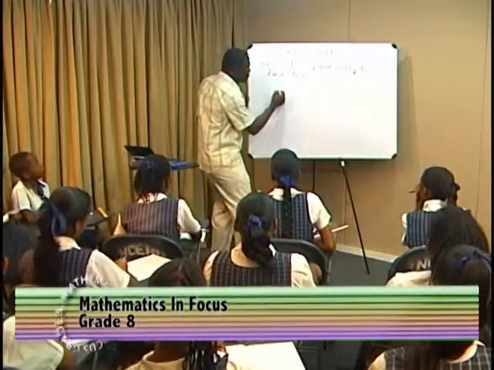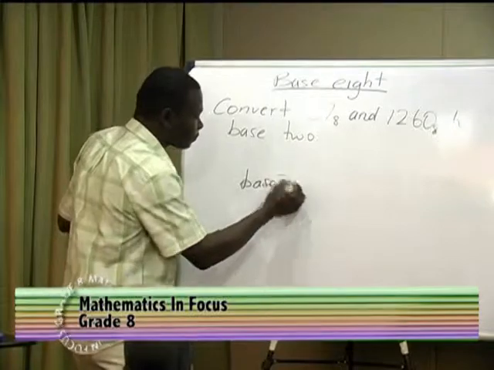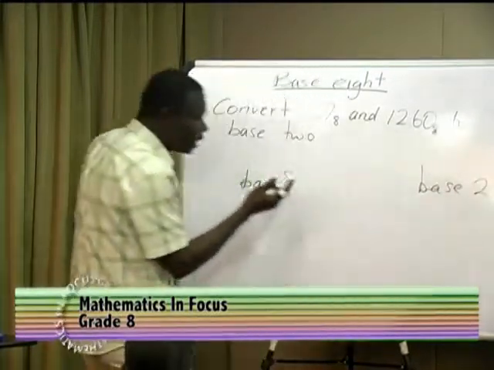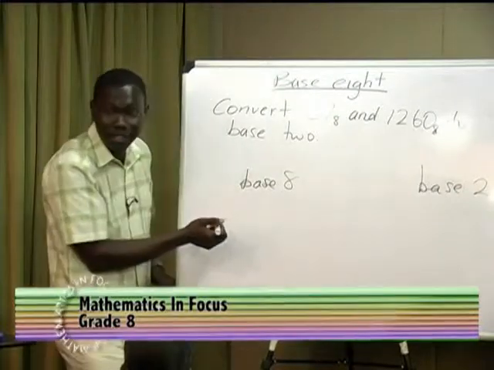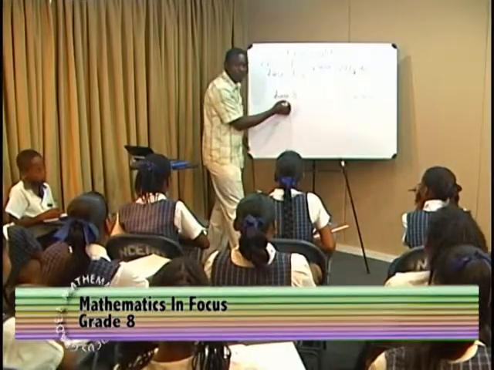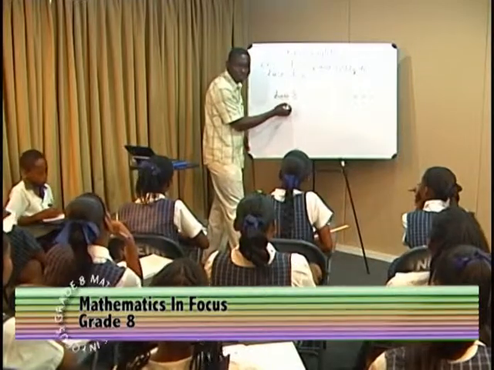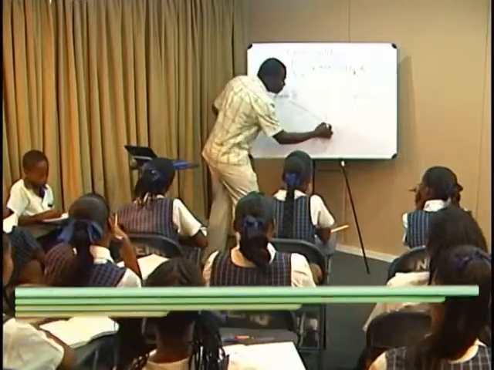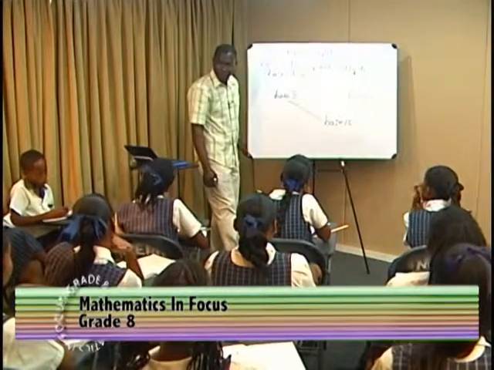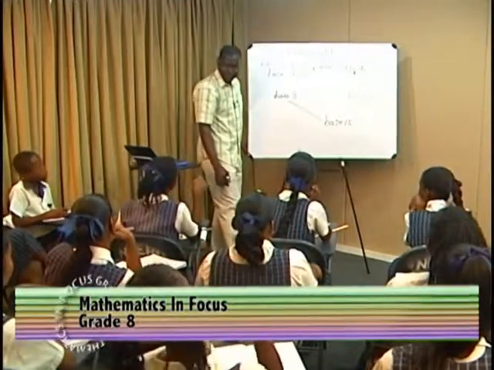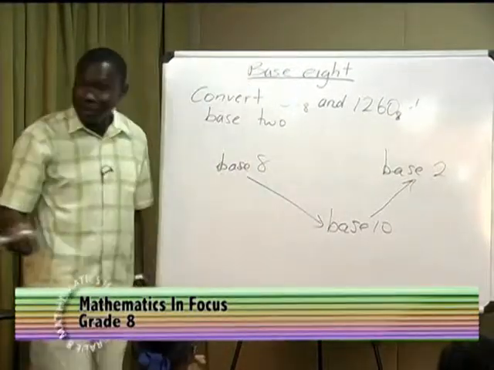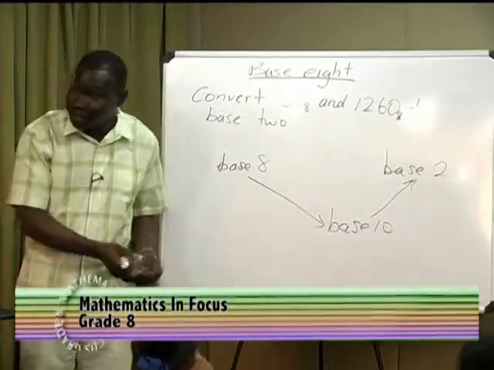Imagine this. This is base 8. And this is base 2. How do we get from here to there? Any suggestion? What do you know to go from base 8 to what? Base 10. You know to go from base 8 to base 10. And then you know to go from base 10 to base 2. Don't you know to change the number from base 10 to base 2?